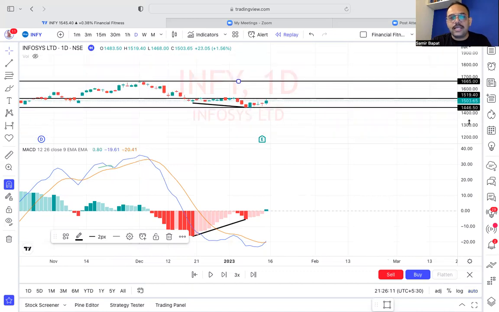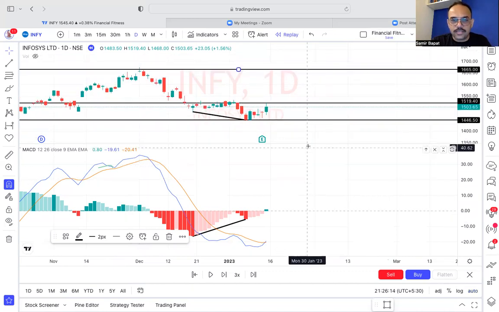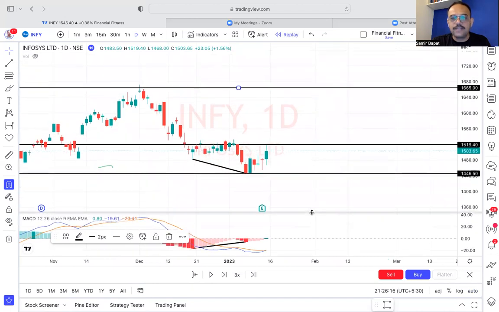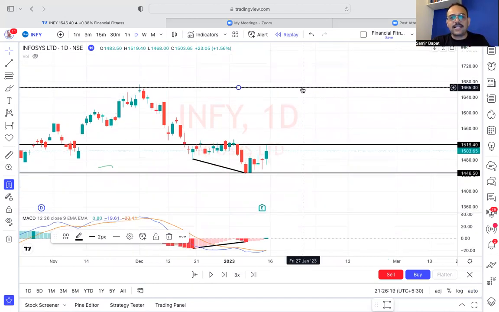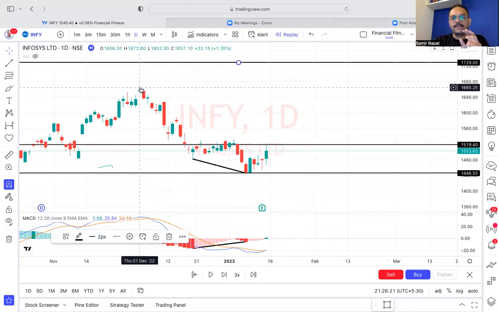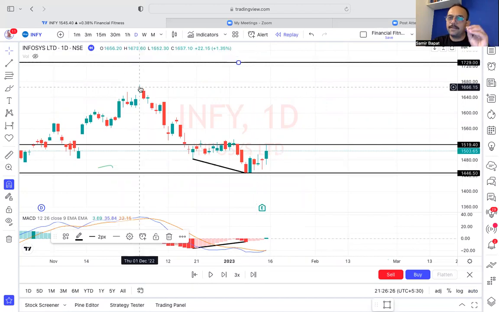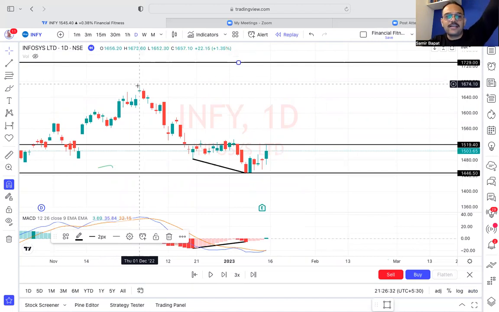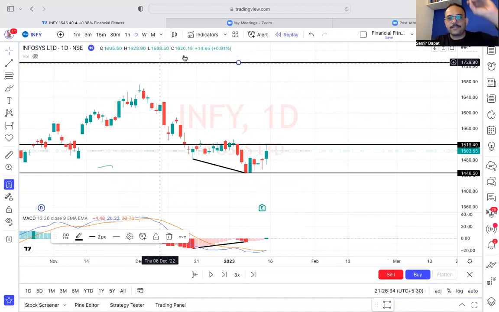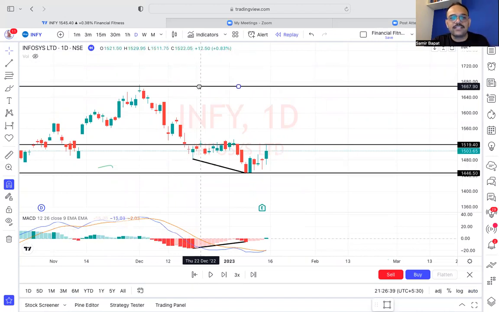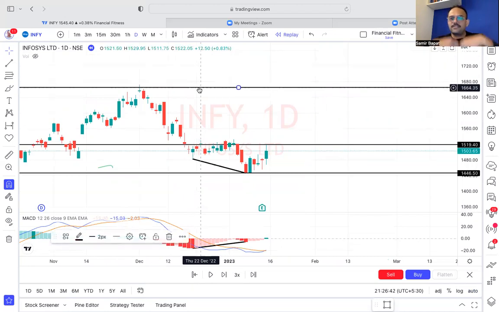Suppose, okay, I'll reduce the size of the histogram and increase the size of the chart. Suppose if our target is somewhere here and the previous top is here, then I would recommend to take some profit at the previous top, because if your 1:2 is pretty much higher than the nearest top, like this top is here but your target is here, take some profit at the top because it will face some challenges near the top. But since our target is here, let's see in the coming days if Infosys goes there or not.